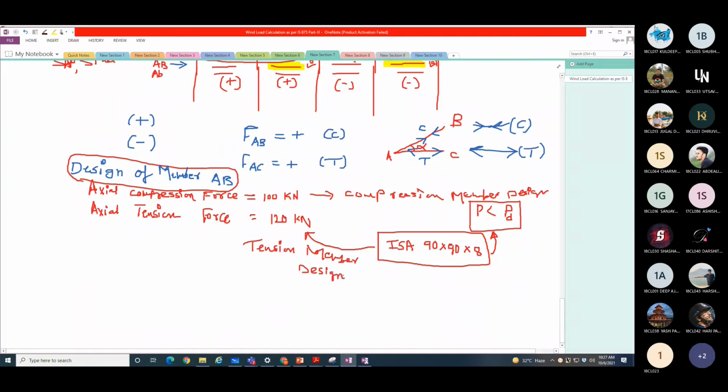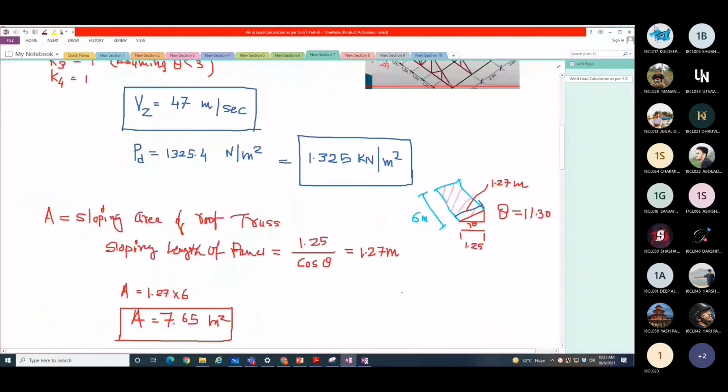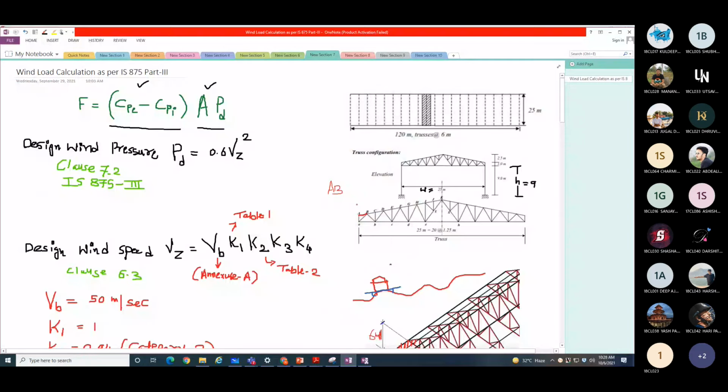So if this member ISA 90 by 90 by 8 gives a safe design for both compression and tension, then you can say that in this AB member, for this particular length, I will provide ISA 90 by 90 by 8. Clear? And this is your top chord member.